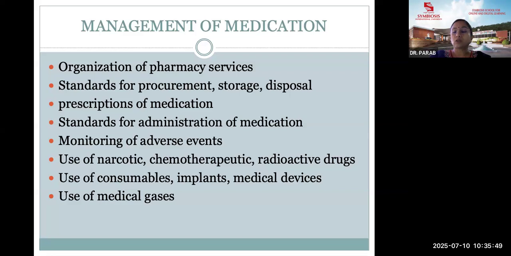One of them being narcotic drugs, the other being chemotherapeutic drugs, and the third being radioactive drugs. Okay, so how do you purchase these drugs? How do you handle them? How do you store them? How do you dispose them? It would have to be different as compared to other drugs, because chemotherapeutic drugs are basically cytotoxic drugs. Narcotic drugs come under the NDPS Act, so they are monitored drugs.